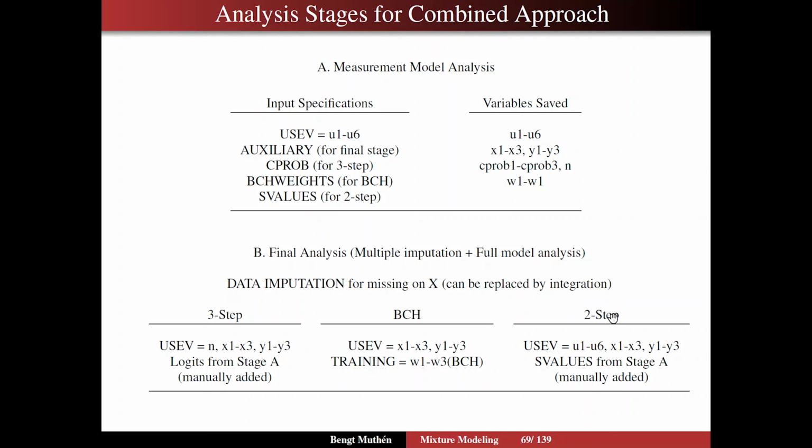So for 3-step and 2-step, as usual, we have to manually add things for the last step. BCH is a little simpler. You don't have to add anything manually. All you have to do is type this. So BCH can be preferable from that point of view, although it has its shortcomings as well, as we will see. So there are pros and cons for all three methods.